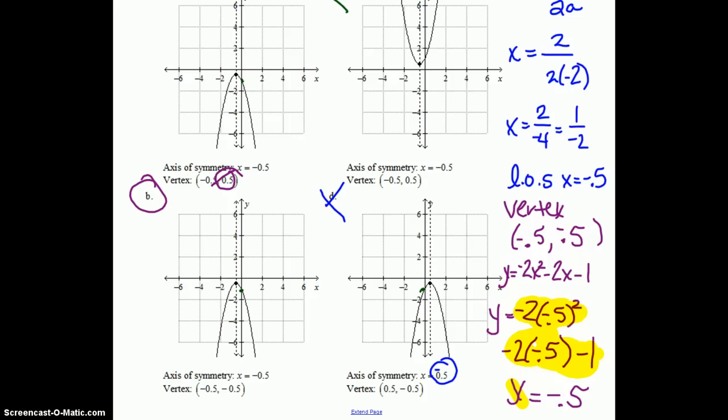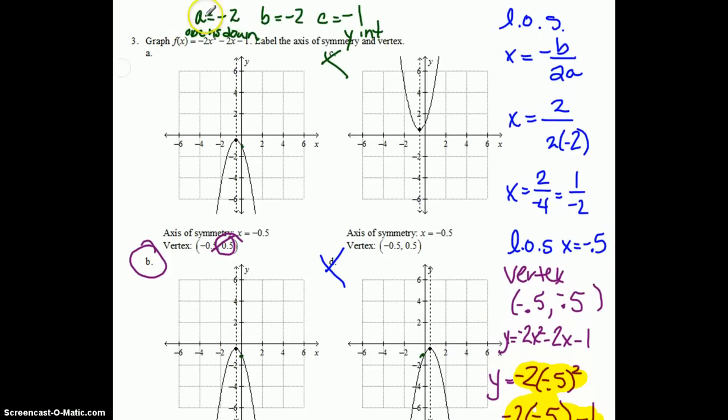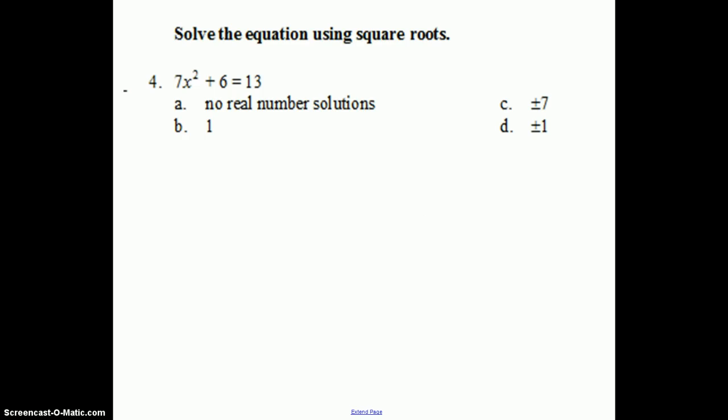So there's a lot of stuff going on in this graph as far as finding your line of symmetry and that kind of stuff. And you do have to be really careful that you actually identify A, B, and C, and identify things like opening up or down and your y-intercept right from the very beginning. It will save you work later on. Okay, let's look at our next one.